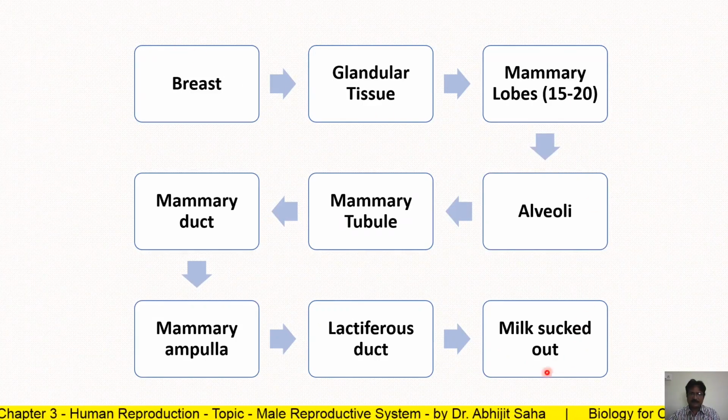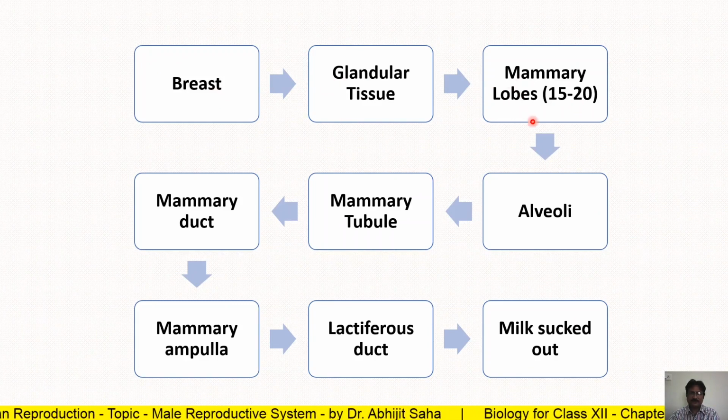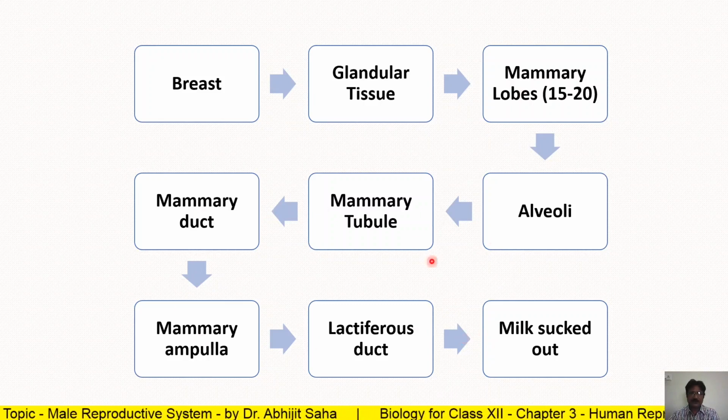This is a very simple path to show the different ducts inside the mammary gland. We have just discussed mammary lobes, alveoli, mammary tubule leads to mammary duct, which leads to ampulla, lactiferous ducts, and finally milk is sucked out. This is the path.